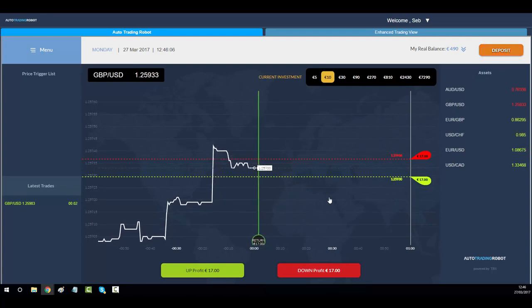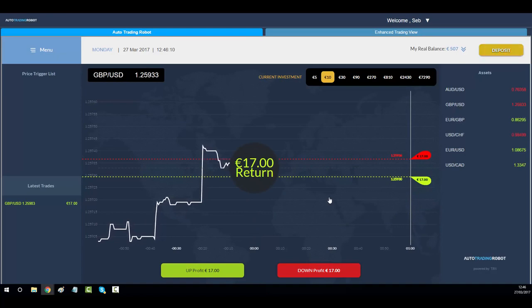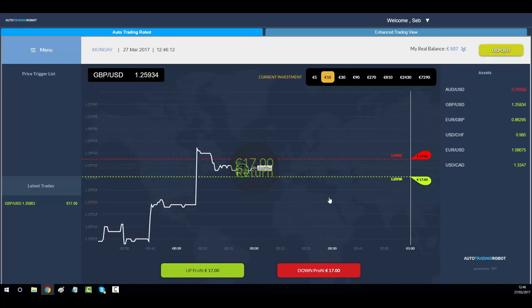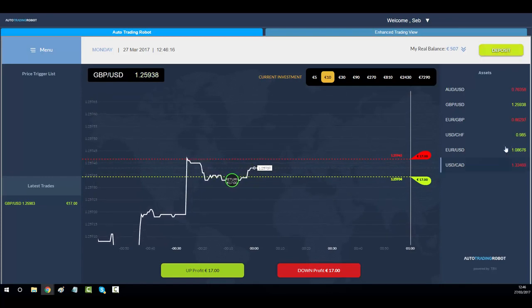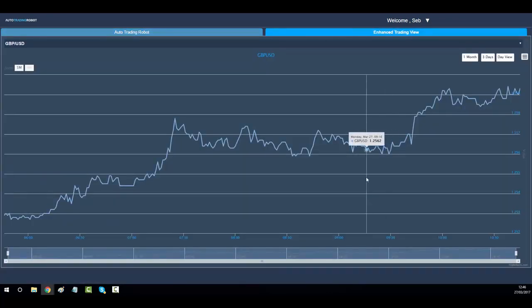Absolutely fantastic. So that's actually quite an easy one to read. Okay, perfect. Excellent. 7 euros in just 2 minutes. Fantastic. So that was quite an easy one to read. All it took was really identifying the trend. When it started spiking, then you go to place the trade.